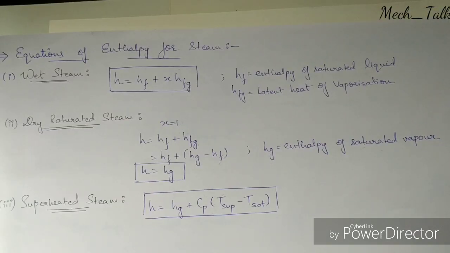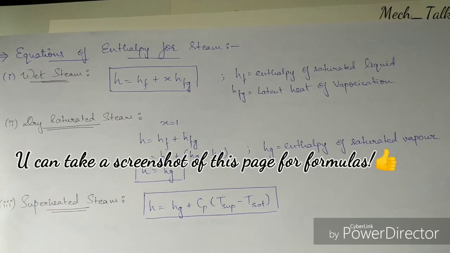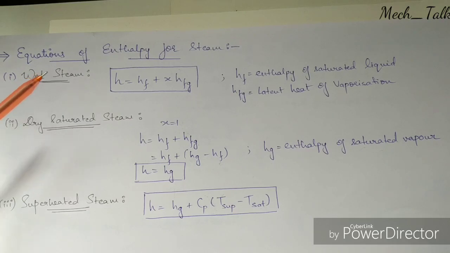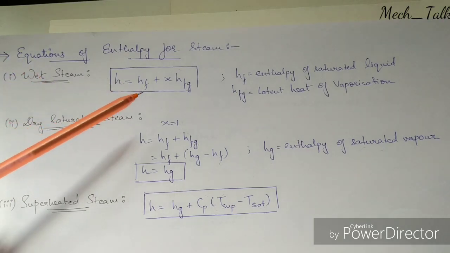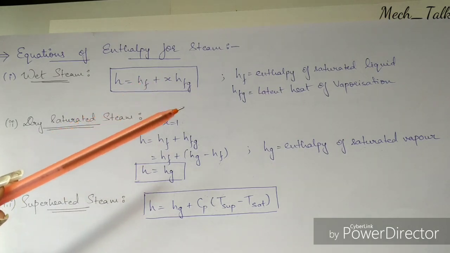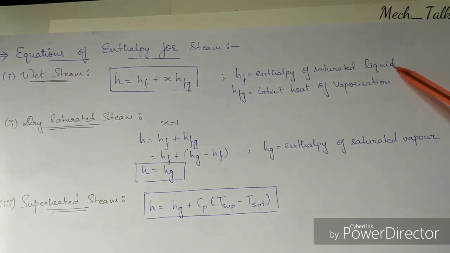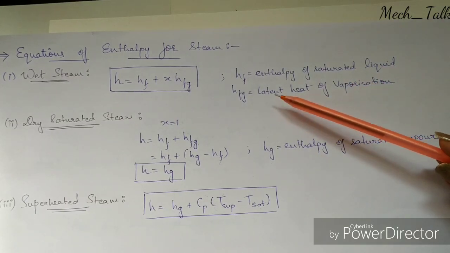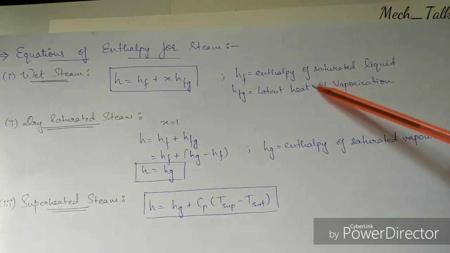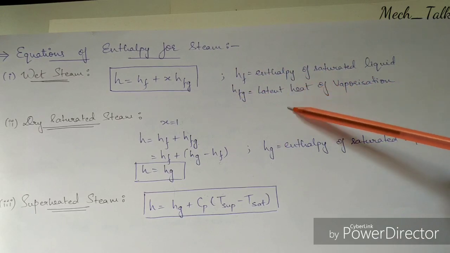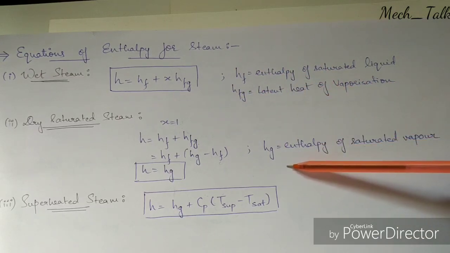So first of all, let us have a look at the equations of enthalpy. For the first case, that is wet steam, we have the equation H = HF + X HFG, where HF indicates the enthalpy of saturated liquid, HFG indicates the enthalpy of latent heat of vaporization, and X indicates the dryness fraction.